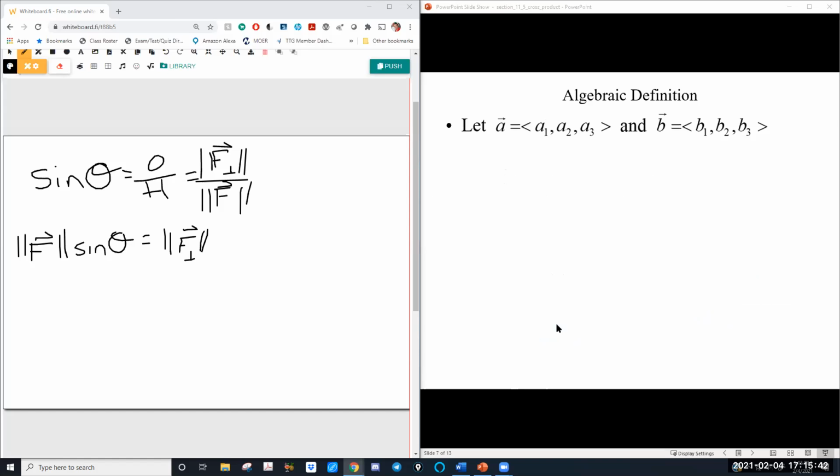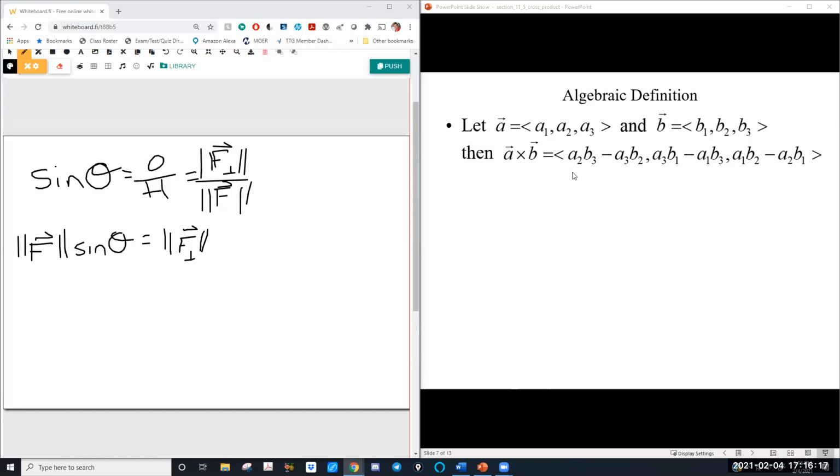All right, let's talk about the algebraic definition, because this is the one you're going to use more often. The algebraic definition is nice because this can be done from vectors when they're in component form, and then A cross B is the following, which I know looks like a mess. But again, I want to remind you guys, for the exam, you're going to have note cards. So feel free to put this formula on your note card. It's not something I want you to memorize.